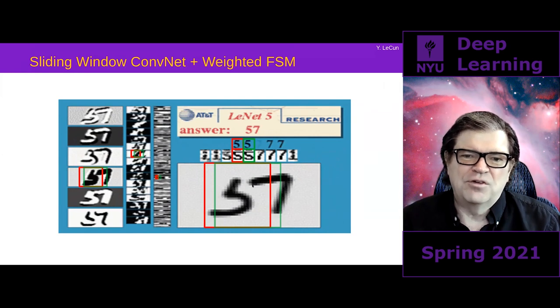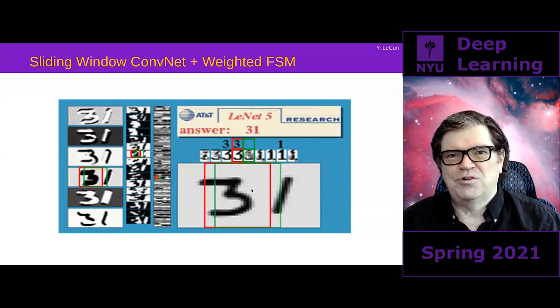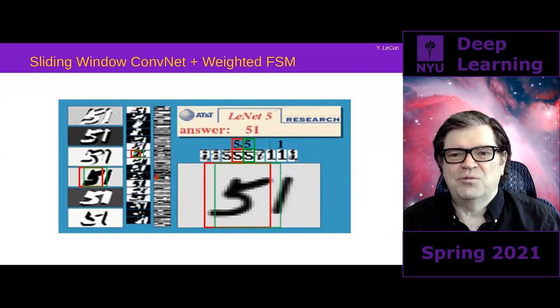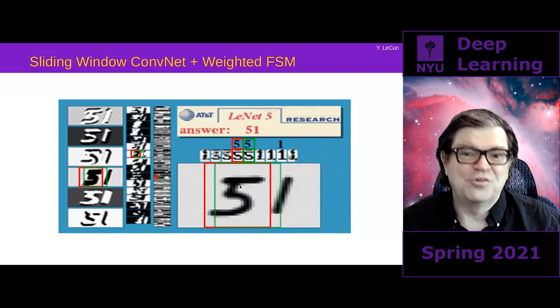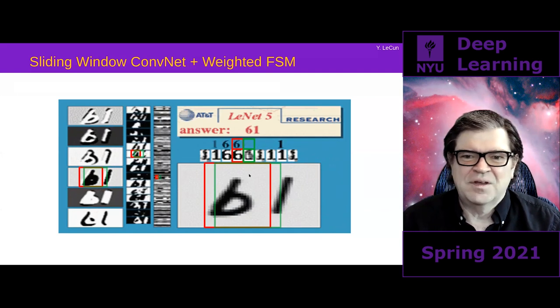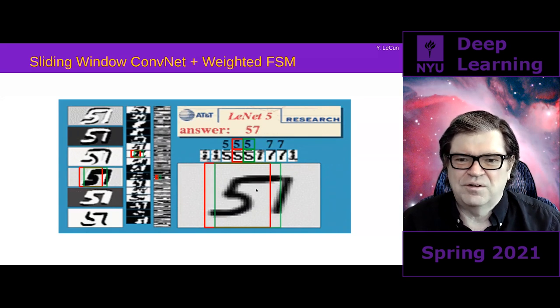Why four? It's because there are two layers of 2x2 subsampling, and so the overall subsampling ratio is 4. And what that means is that when you shift the output by 1, you shift the input by 4. Or when you shift the input by 4, you shift the output by 1. But again, I'll draw this so you get a better idea for that.